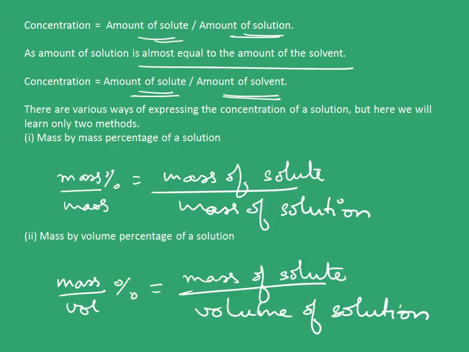So I'll write this mass by mass percent as mass of solute upon mass of solution into 100, and mass by volume percent as mass of solute divided by volume of solution into 100, because we are calculating it in terms of percentage, therefore we have to multiply it by 100.